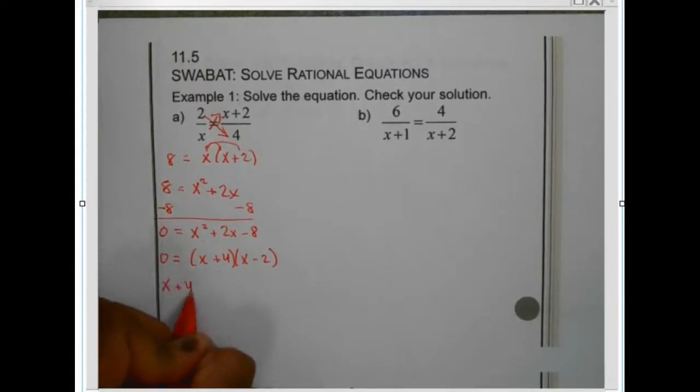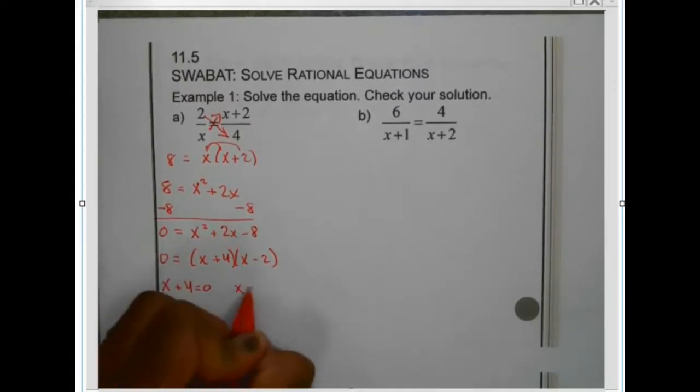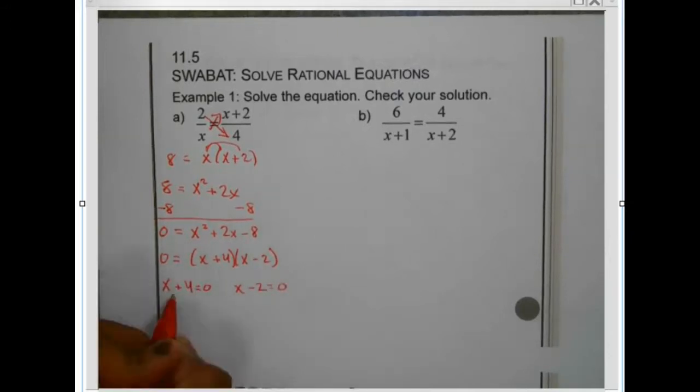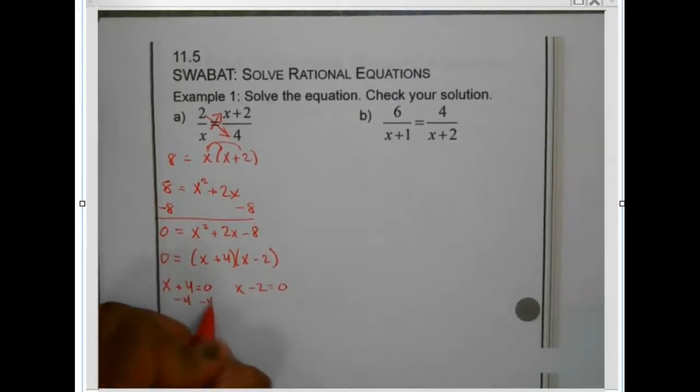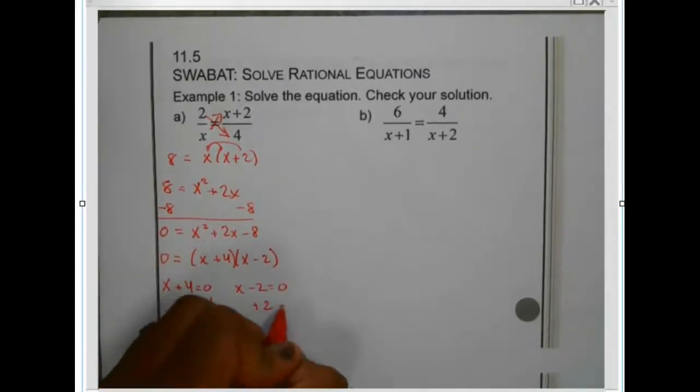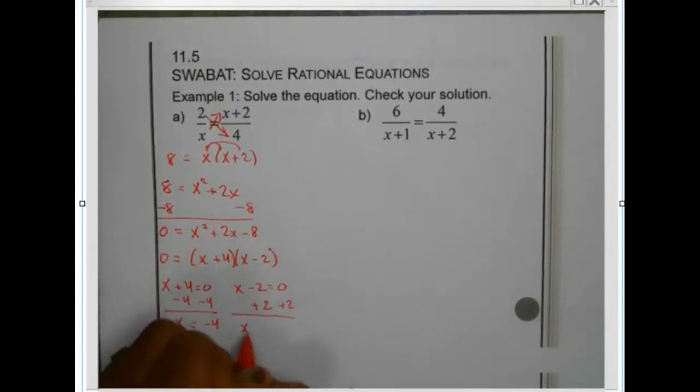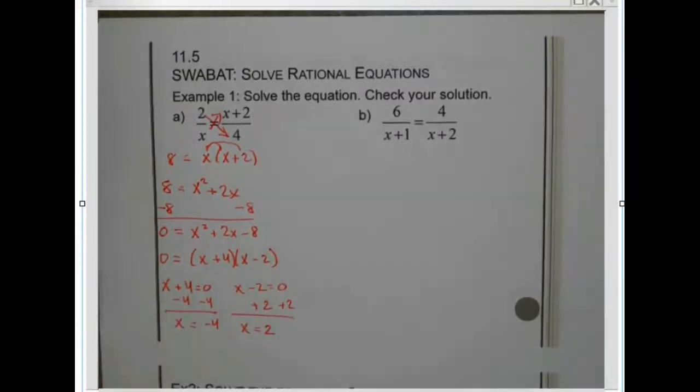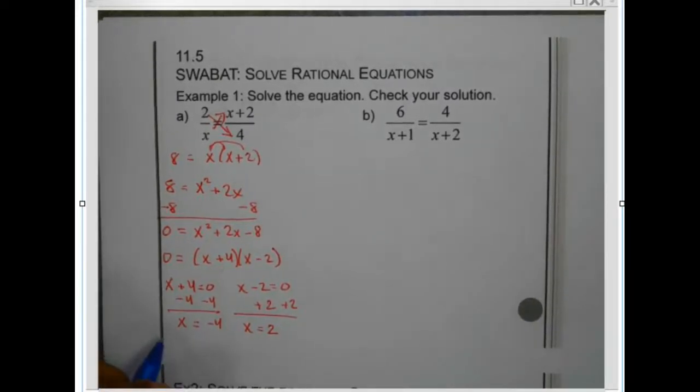So x plus 4 is equal to 0, and x minus 2 is equal to 0. Solve, now that we've broken them up, and I have x is equal to negative 4, and if I add 2 and add 2, I get x is equal to 2. Well, my directions do say to check, so I'm going to do kind of a quick cheat check.